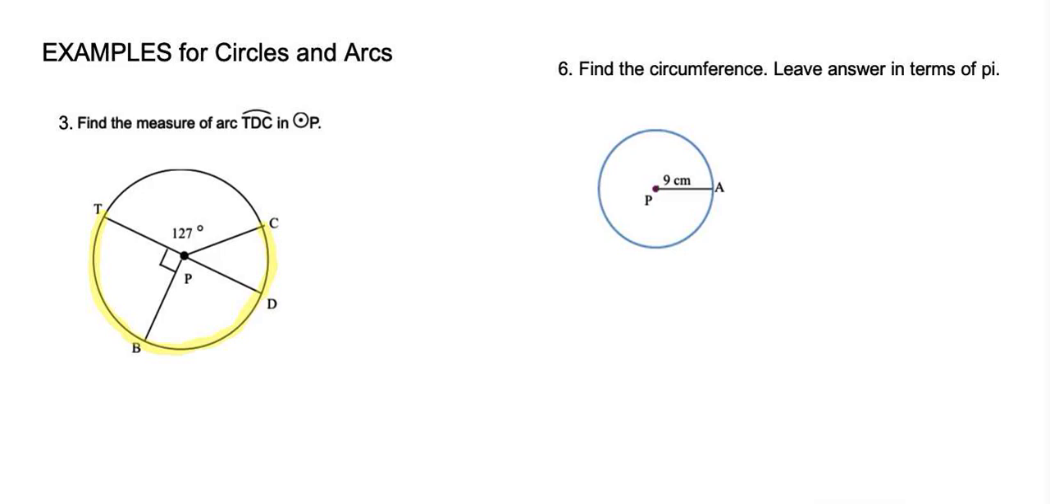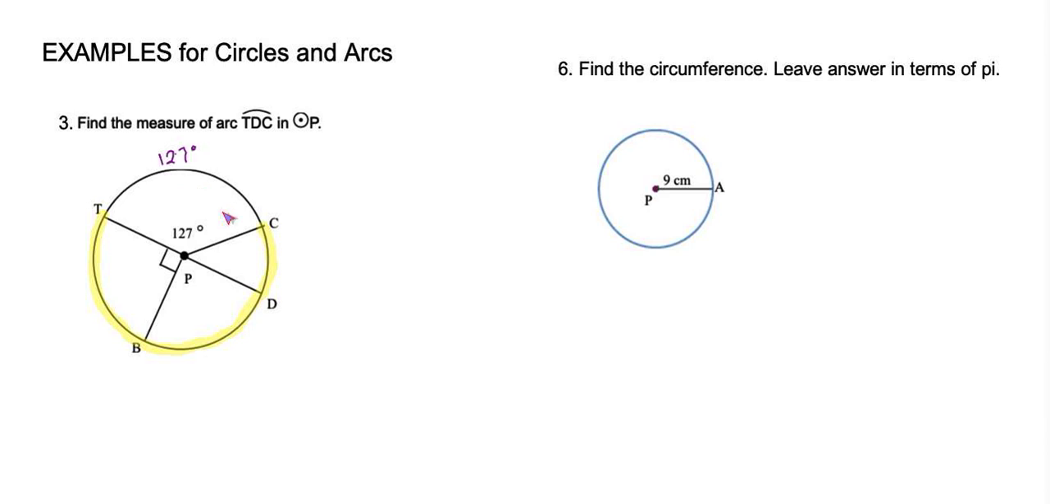Let's look at some examples. First of all, let's find the measure of arc TDC. Now remember, if it's labeled with 3 letters, it's a major arc, which means it is larger than a semicircle. So I have TDC outlined in yellow. So remember, the arc measure is the same as the central angle measure. So this arc measure is 127 degrees.